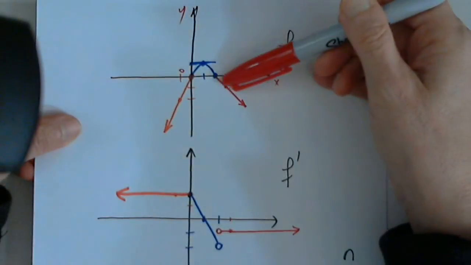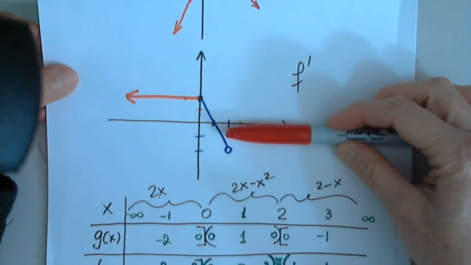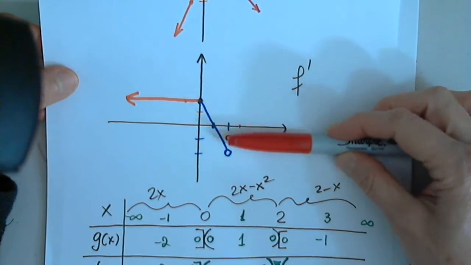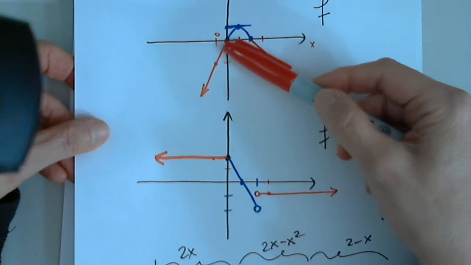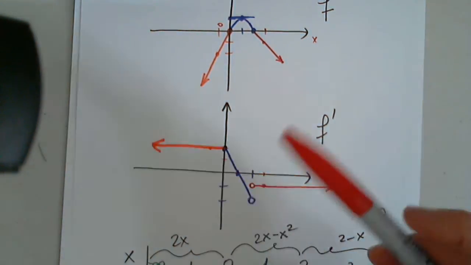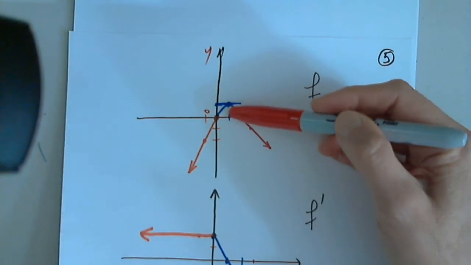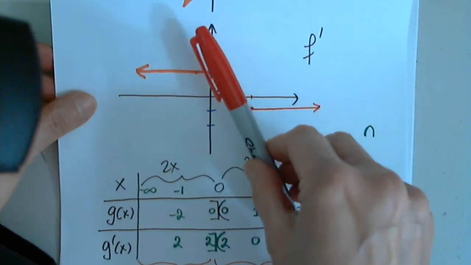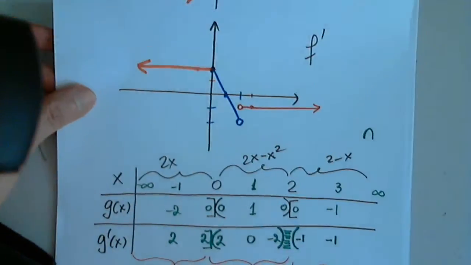This is a linear function. Of course, its derivative is a horizontal line, constant. This is a linear function. Of course, its derivative is constant. This is a quadratic function. Of course, its derivative is 1 degree less, which is a line.